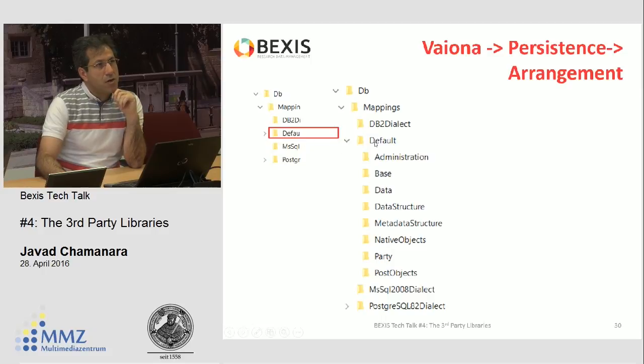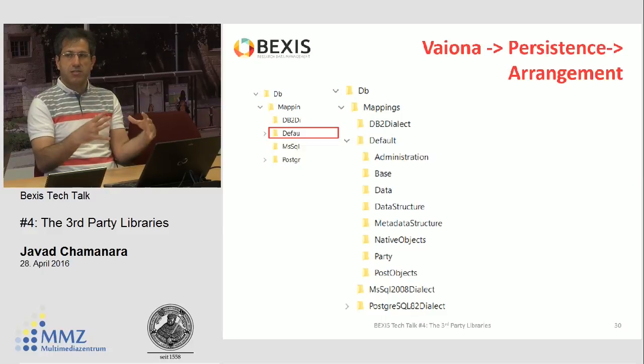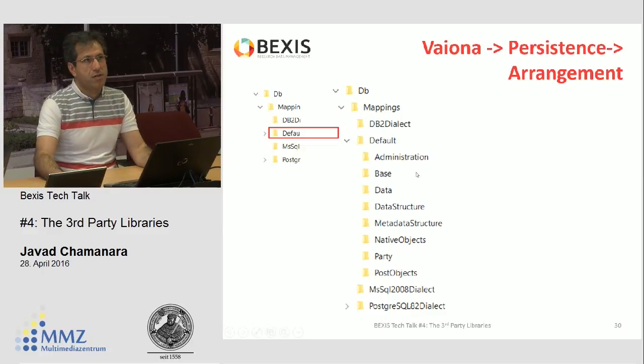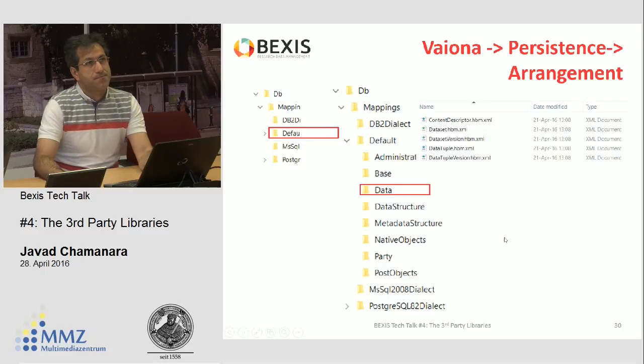How you organize inside the default folder is basically up to you, but we have grouped our entity classes into packages, and for each package we have a folder here. For example, administration, data structure, metadata structure, and party are our packages, and they contain some mapping files. For example, here in the data folder, there should be some.